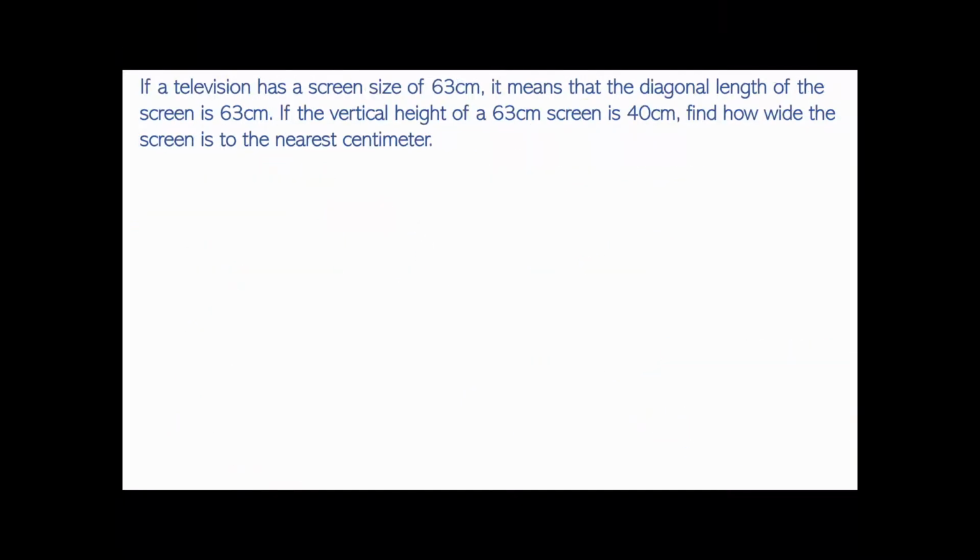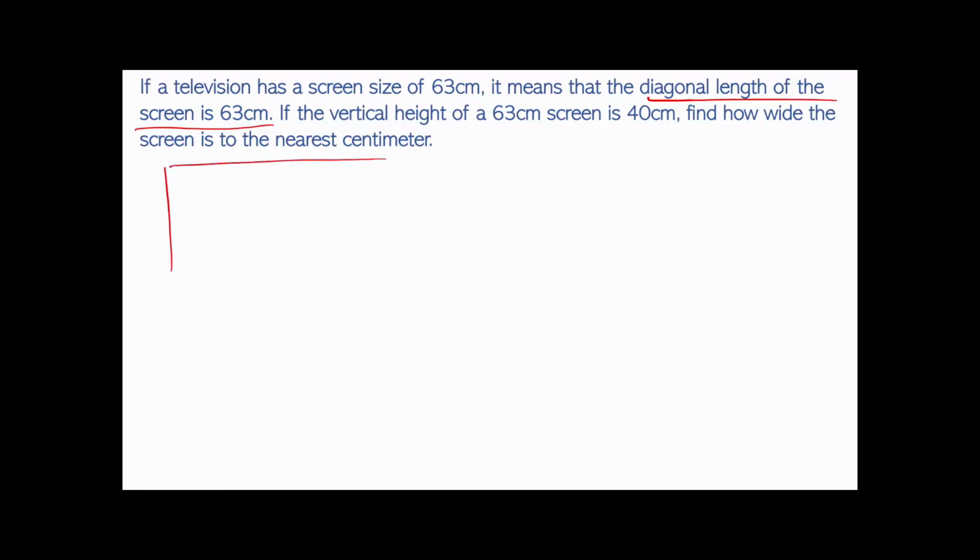Okay, let's have a look at this question. If a television screen has a screen size of 63 centimeters, it means that the diagonal length of the screen is 63 centimeters. If the vertical height of a 63 centimeter screen is 40 centimeters, find how wide the screen is to the nearest centimeter. Okay, there's a lot of words in there that make it quite confusing. So this first sentence here is telling us that the diagonal length of the screen is 63 centimeters.